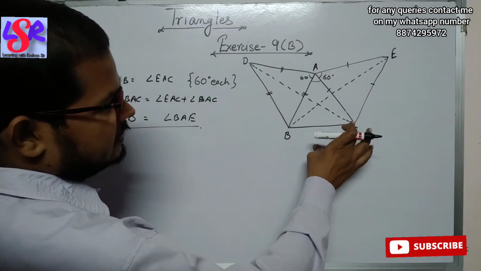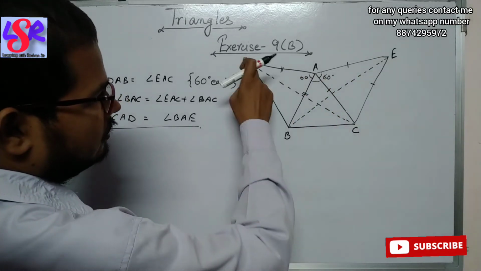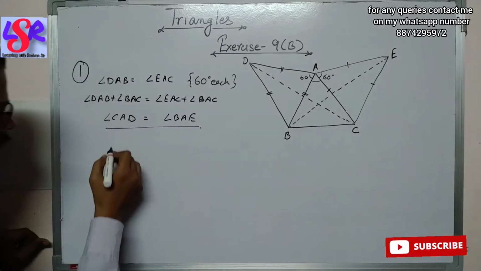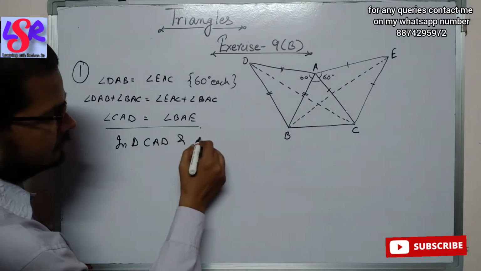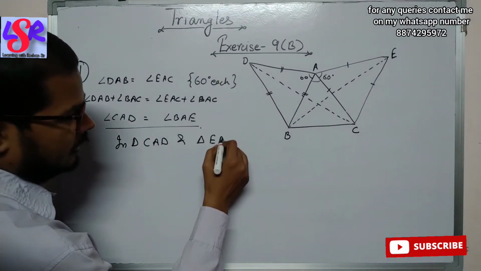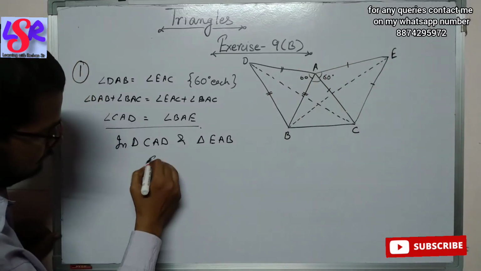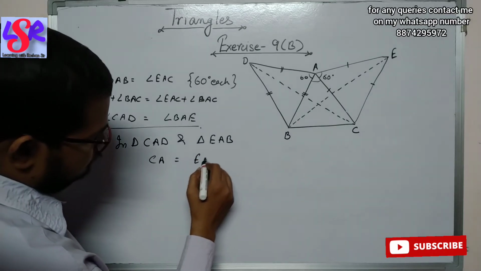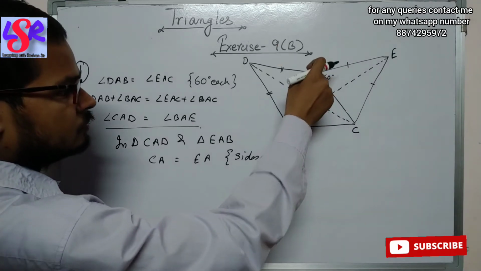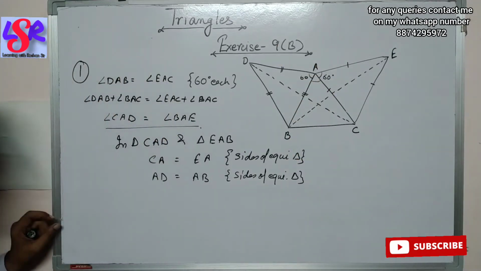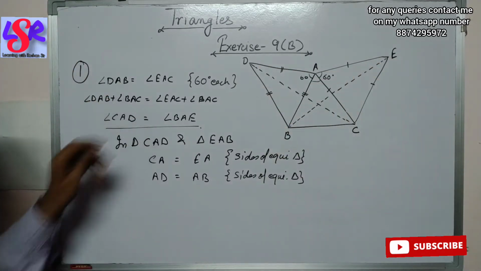The next part: we have to prove that CD equals BE. For that we are going to prove triangle CAD congruent to triangle EAB. So in triangle CAD and triangle EAB, here CA is equal to EA, the sides of an equilateral triangle. Then we have AD equals AB, again the sides of an equilateral triangle. Now we can take angle CAD equals angle EAB, which we have proved over here.